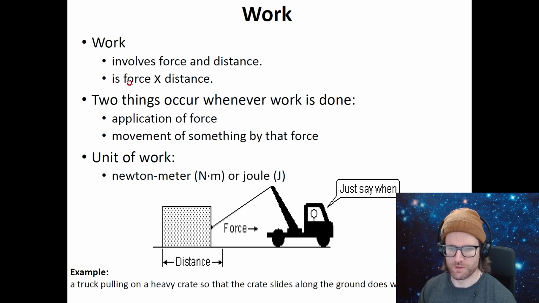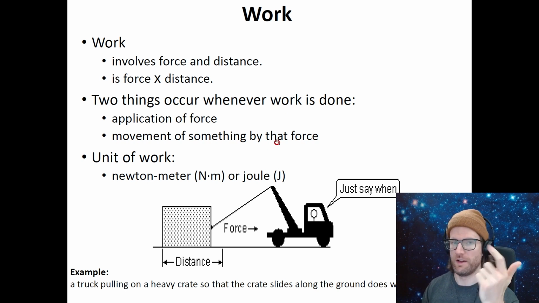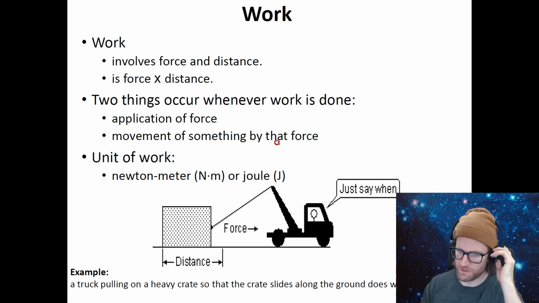Work is force times distance. So it involves both force on an object and the distance the object travels. Two things occur whenever work is done: there's an application of a force and movement of something by that force. So there's got to be a force applied, and it's got to move over some distance.